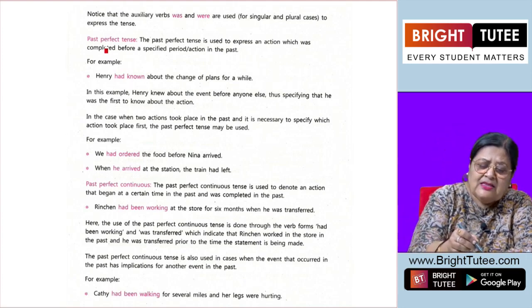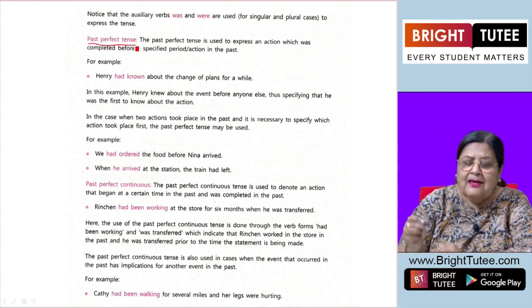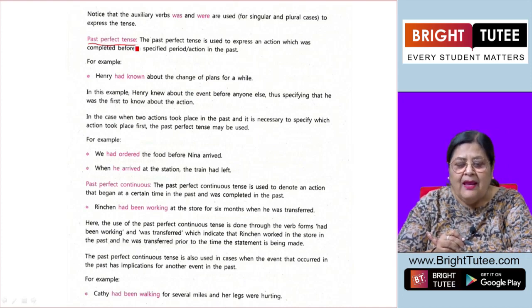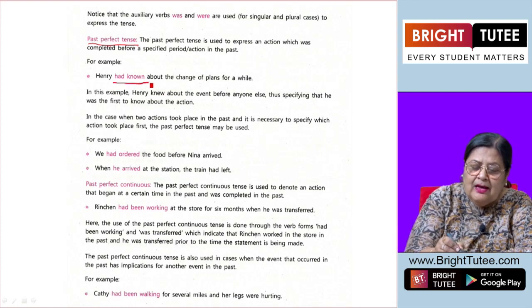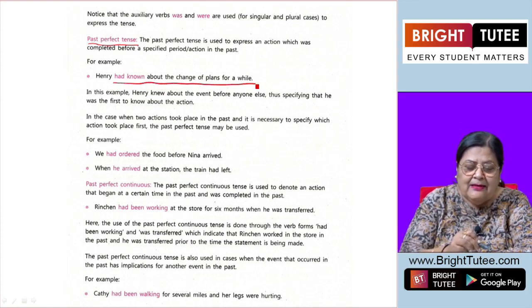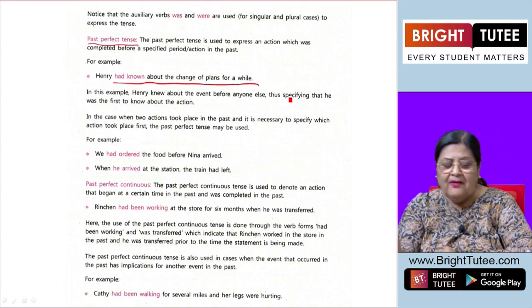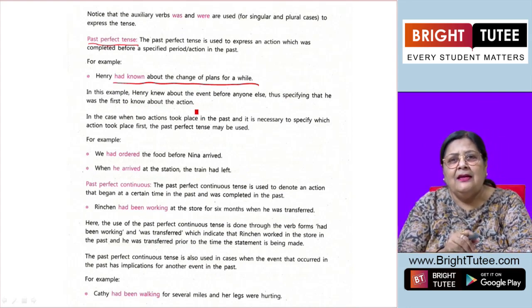Now we see the past perfect tense. Past perfect tense, it will be totally had. For present tense, we use has, singular. Plural, we use have. And for totally past, for singular or plural, we both use had. Like Henry had known about the change in the plan. In this example, Henry knew about the event before anyone else, thus specifying that he was the first to know about the action. Like here, the person knew who is coming, Henry knew.